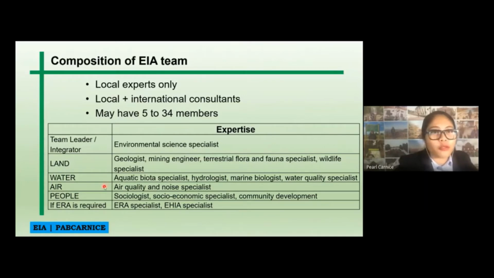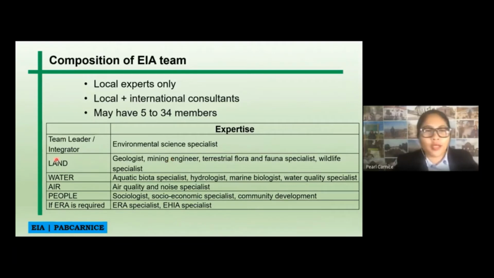Next member should be an expert with air, so an air quality and noise specialist. Next could be a social scientist, someone who is an expert with people. So he or she could be a sociologist, socioeconomic specialist, or community development officer.